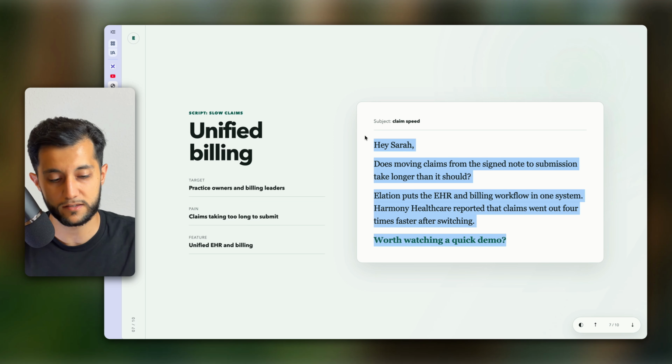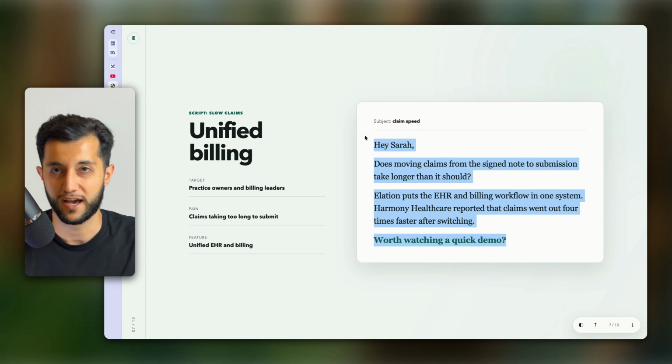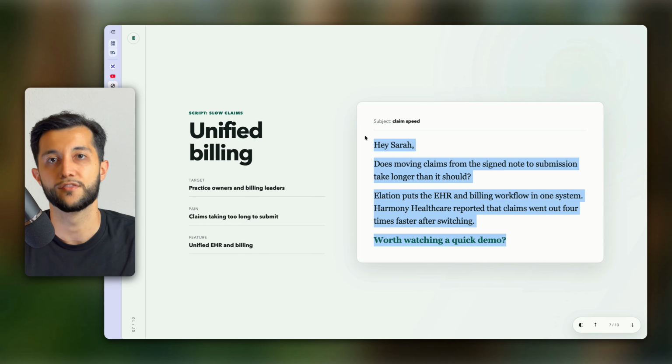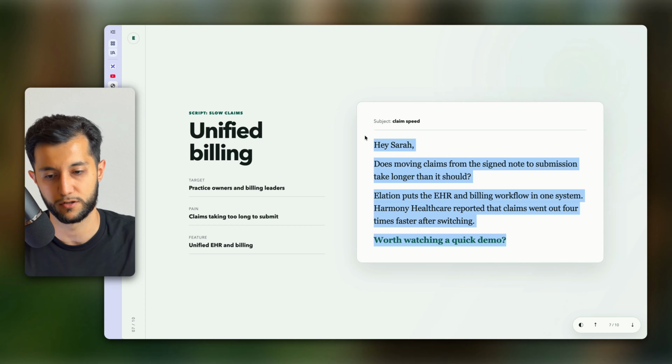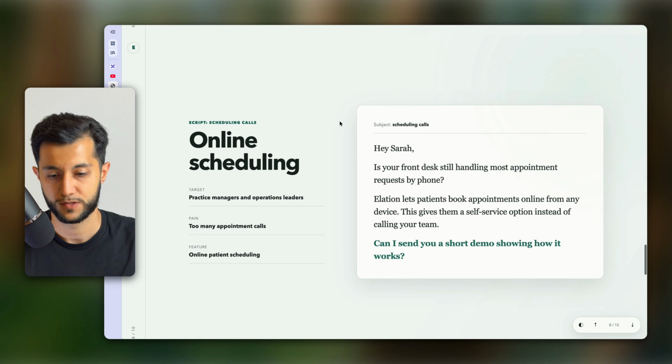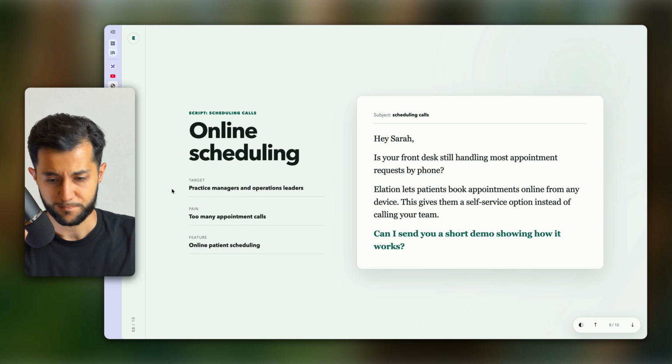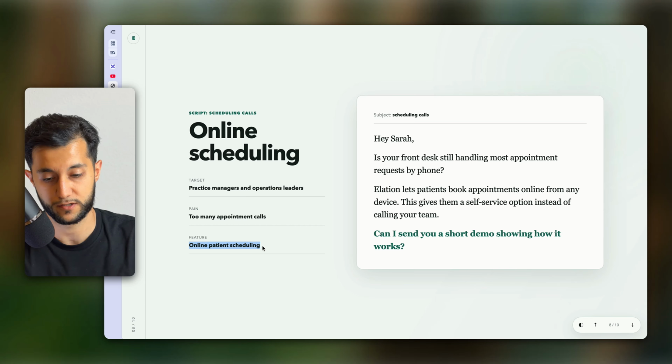Because getting a demo doesn't cost you anything. You might learn something, right? And in the best case, you had some rapport, you had some back and forth, and then you will book a meeting, and then on the meeting you will close them for a free trial or whatever else might be reasonable in Elation's case, right? And then the last one, towards practice managers and operations leaders for the pain point of having too many appointment calls, and we'll solve that via the online patient scheduling feature.